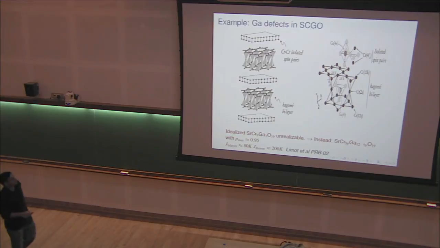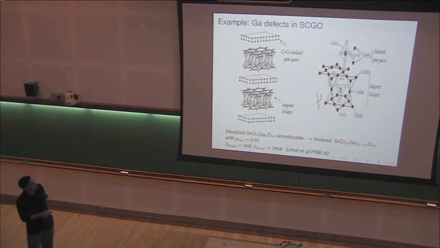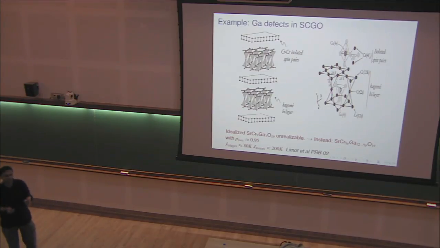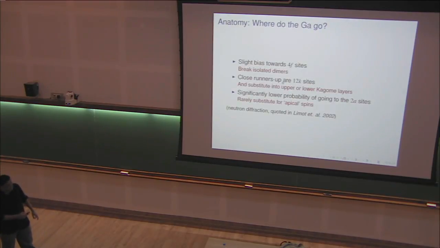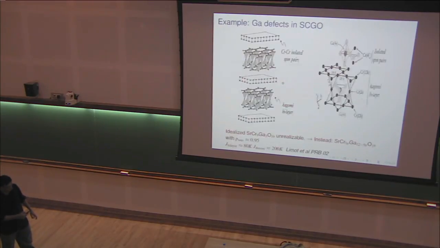And the other thing to remember is that the idealized formula that people write down is never actually realizable. And the best samples always have at least 5% of excess gallium. And gallium being non-magnetic, it actually substitutes for the chromium sites, and it can be thought of as a non-magnetic impurity or a vacancy in the magnetic lattice.